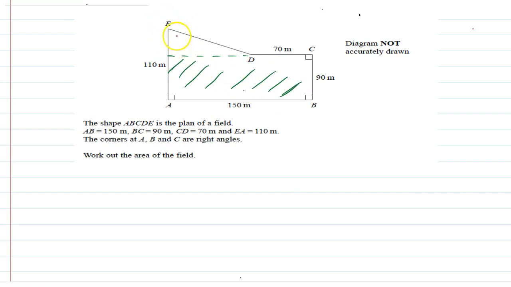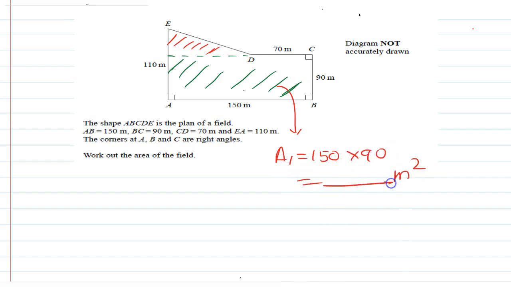Yeah. So we need to calculate the combined area. So if you see, this is 150 times 90. So this area we can calculate, area 1, that is 150 meter times 90. So you will get meter square. Yeah. So let's multiply 150 times 90. So if you put this in a calculator, it comes 13,500. So 13,500 meter square.